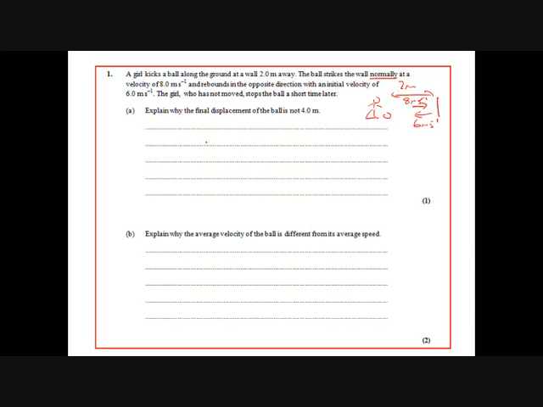Okay, so the important thing here is the ball's travelled 2 meters that way and 2 meters back, but displacement is the distance travelled from the origin, and the distance travelled from the origin is 0. So the kind of answer you're looking for here is something to say that displacement is a vector quantity. This is the crucial word. It's moved, if you like, plus 2 meters and minus 2 meters, but it's ended up back where it started from.